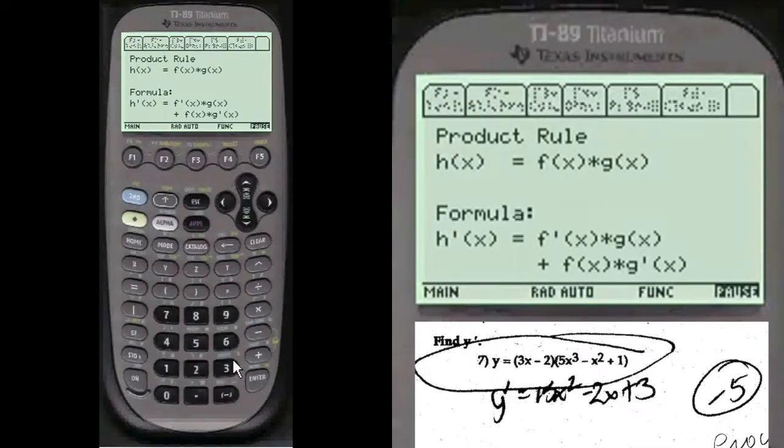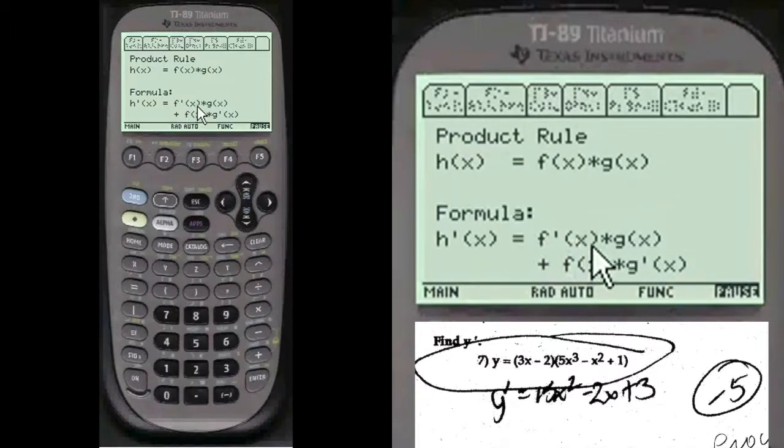Product rule: any two functions separated by a times sign is the product rule for differentiation. And if it had a division sign in there, you'd be doing the quotient rule. So you have to know some things about calculus and remember certain things, and that's one of them. Keep that in mind, it's very important.